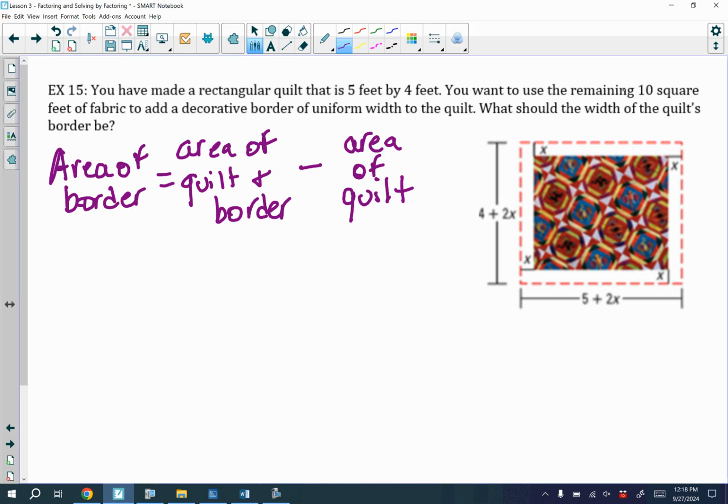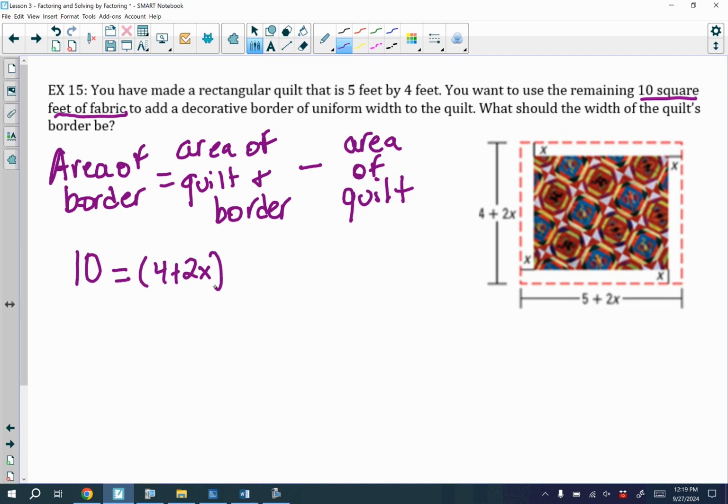They do tell us that you want to use the remaining 10 square feet of fabric to add a decorative border, and it's of uniform width. Uniform means the same. So the area of our border is 10. Now, the area of the quilt and the border, the nice part is they have already done that for you. To find area, especially of a square or a rectangle, it's length times width. So one part is going to be 4 plus 2x.